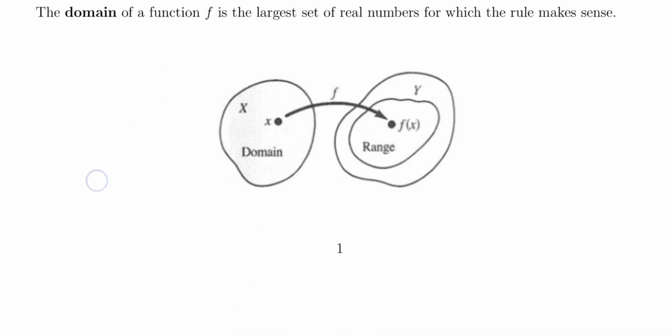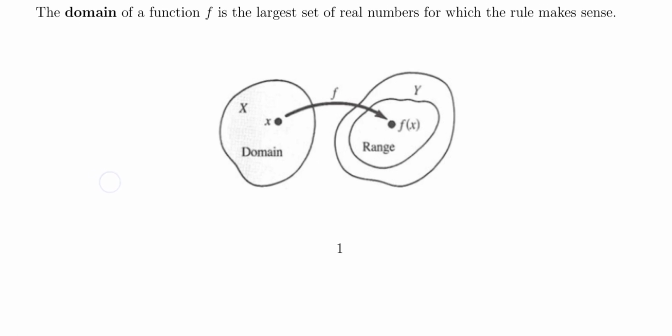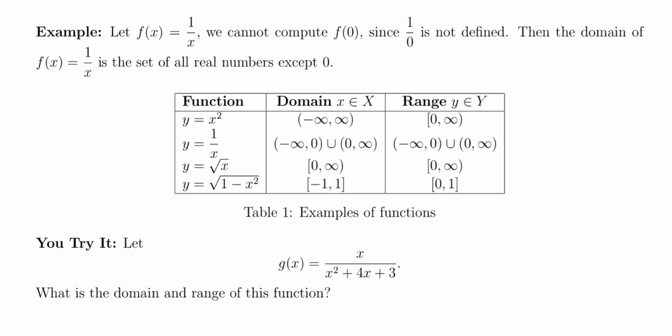So the domain of a function f is the largest set of real numbers for which the rule makes sense. So for the domain of f, it is just values of x that we think of randomly and put in. It means that for the domain of x and of f of x, in fact all real numbers, we can put them in the domain, producing a small range, producing my y values. Each x value corresponds to a y value.